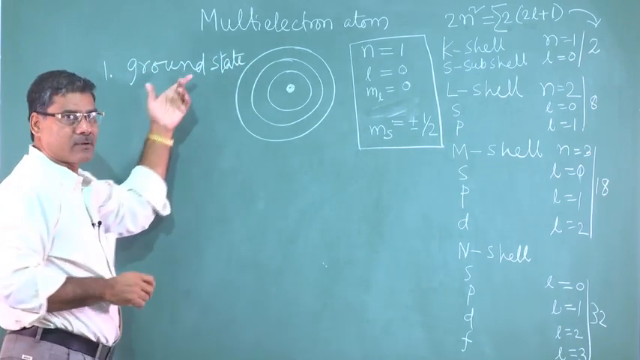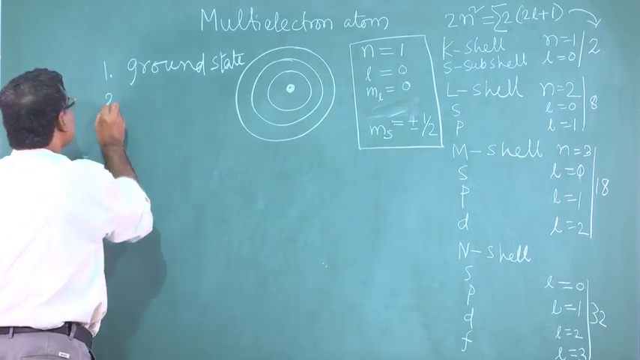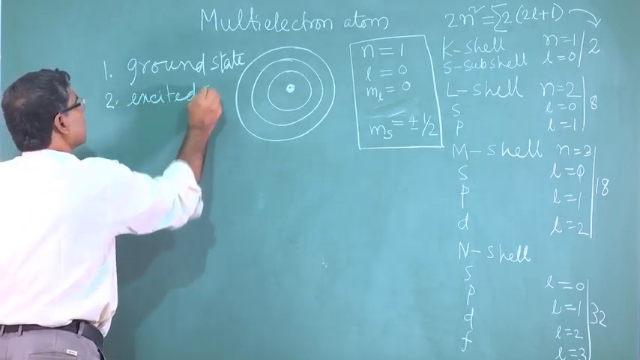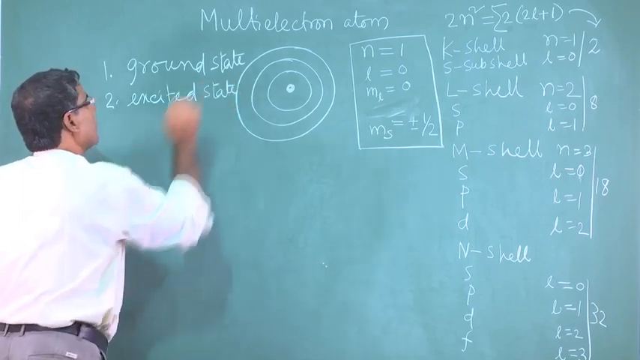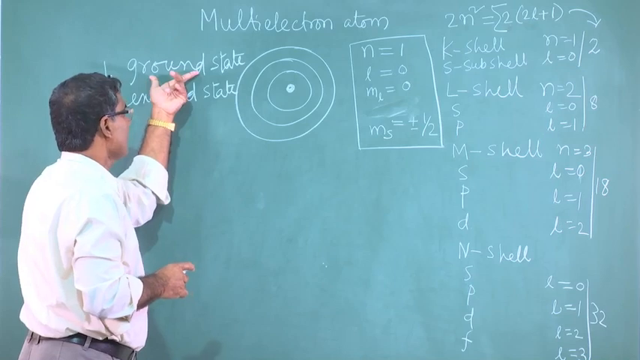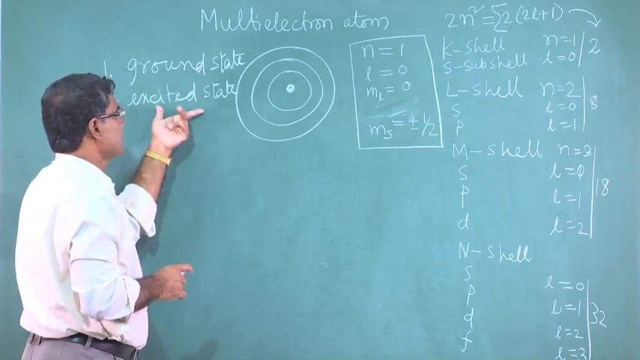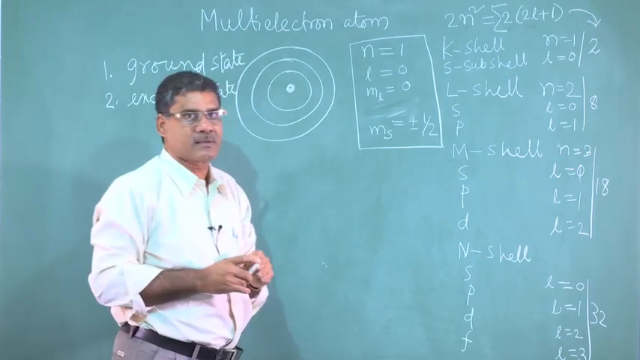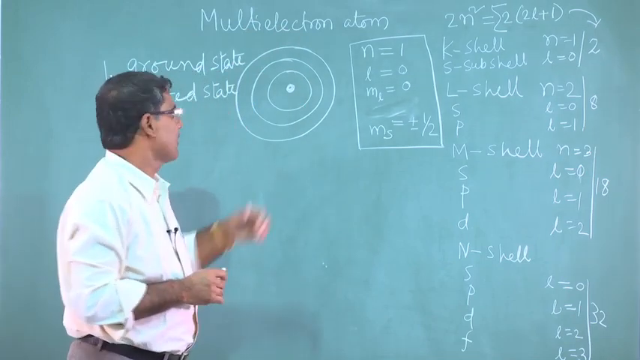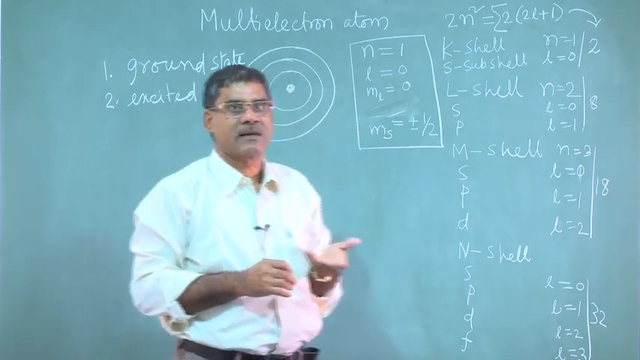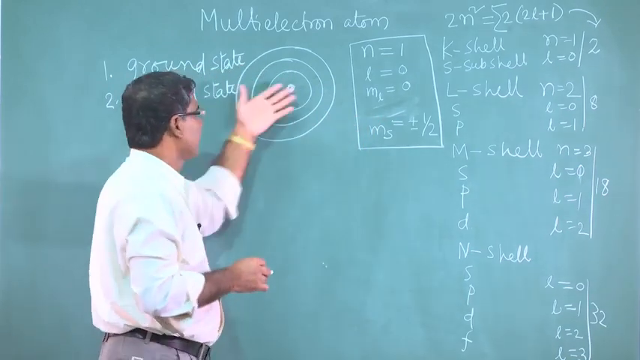Ground state of atom, and another is called excited state. Ground state and excited state means the electron can be at any orbitals. It will have a definite state, but whether that state is ground state or excited state.